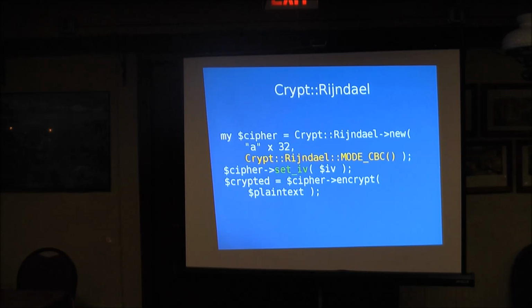So, this comes right off the synopsis for the Crypt Randall module. And you'll notice when you look at it, it has this weird mode CBC thing. And this set IV. What's supposed to go in there? You just wanted to encrypt it, and you've got to deal with this nonsense. And there's actually a very good reason for that.